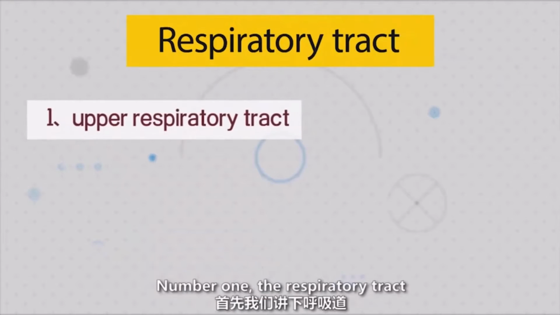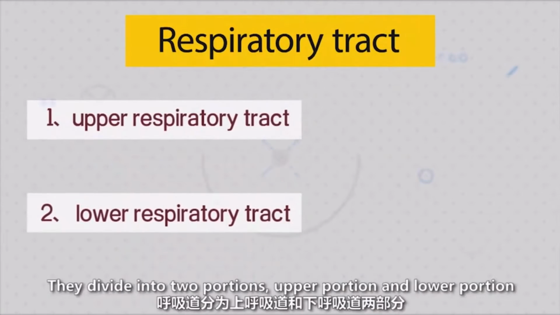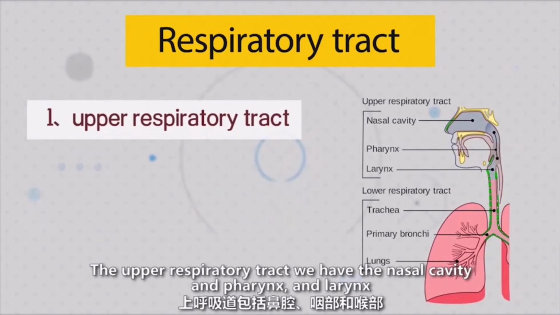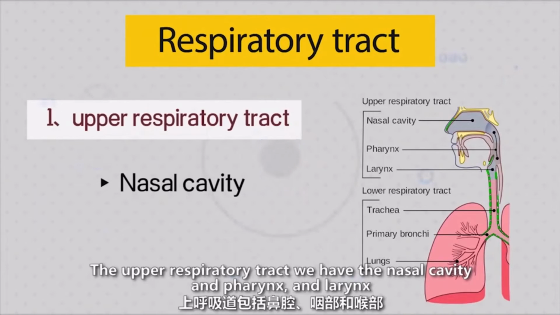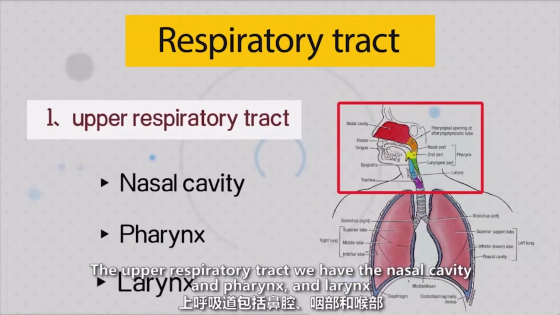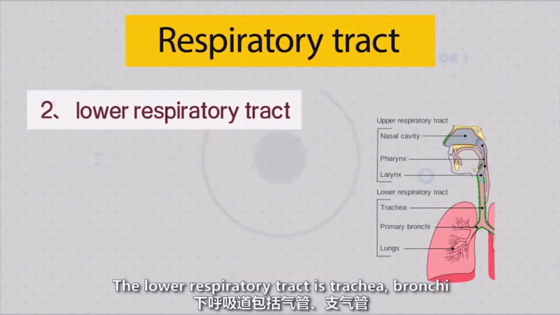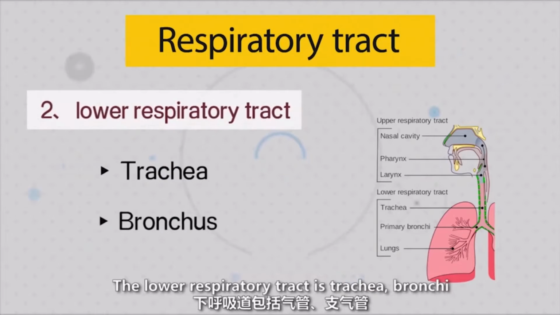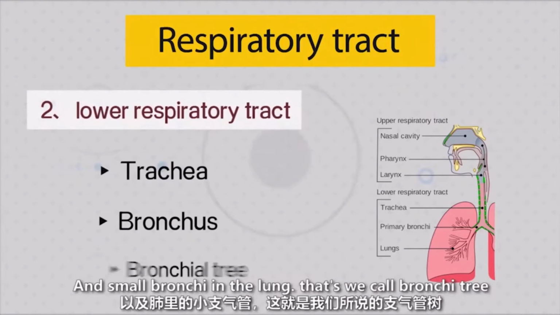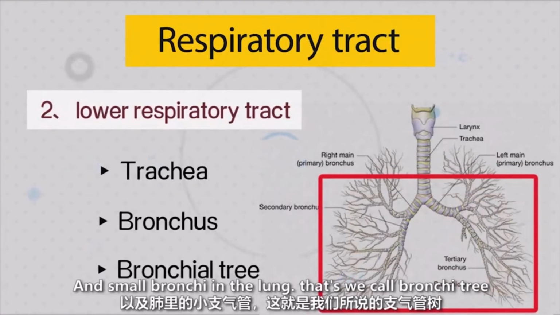Number 1, the respiratory tract also divides into two portions, an upper portion and a lower portion. The upper respiratory tract has the nasal cavity, the pharynx and the larynx. The lower respiratory tract is the trachea, bronchi, and small bronchi in the lung. That's what we call the bronchial tree.